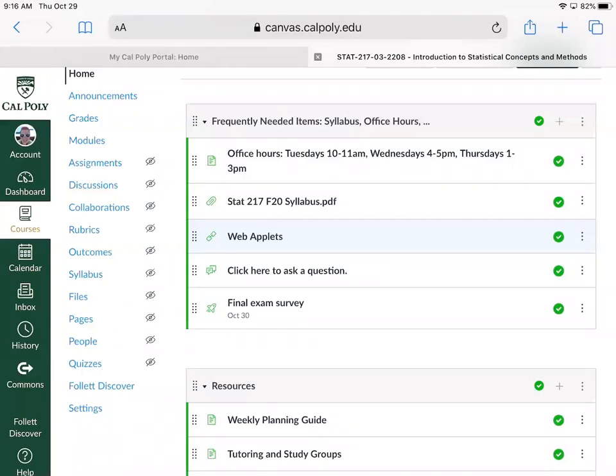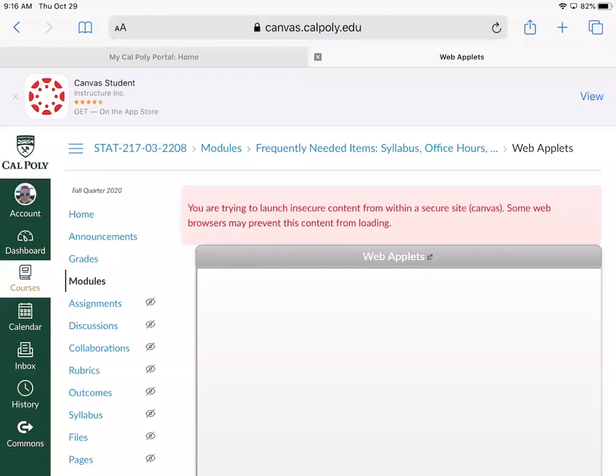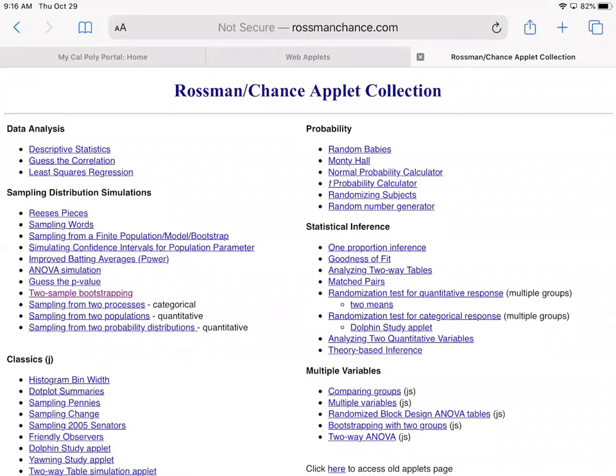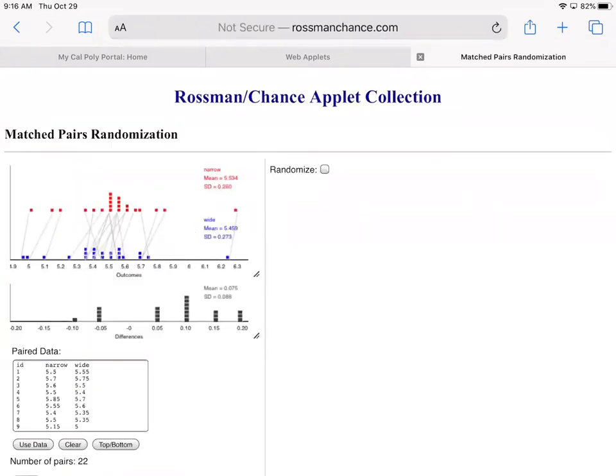So I just paused the video for a second, obviously, and went into my Canvas. Now my Canvas is obviously going to look different than yours, but I'm going to go into the web applets. Just want to show everyone where they are. You notice I have the same issue. I have to click on it again here. And I want to look specifically at matched pairs. So it's under statistical inference, and I'm going to click matched pairs there.